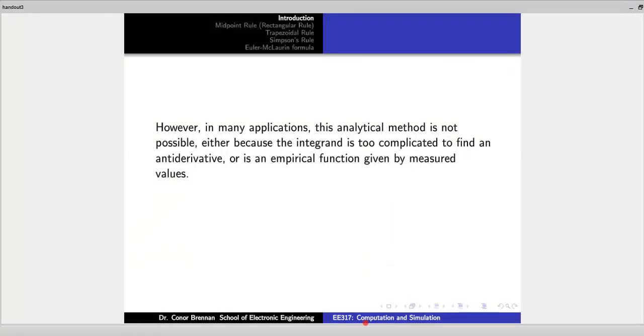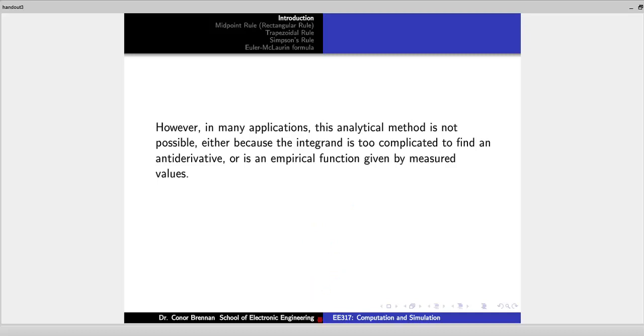Very straightforward. However, in many applications, we can't do this. The similar pattern emerging here in all our lectures is that you've learned a whole bunch of stuff in school and in college, but when you want to go and do practical work, you run up against problems because we do this stuff analytically.